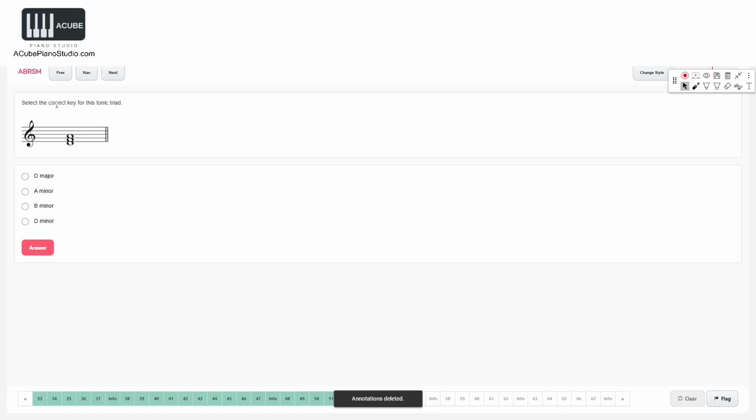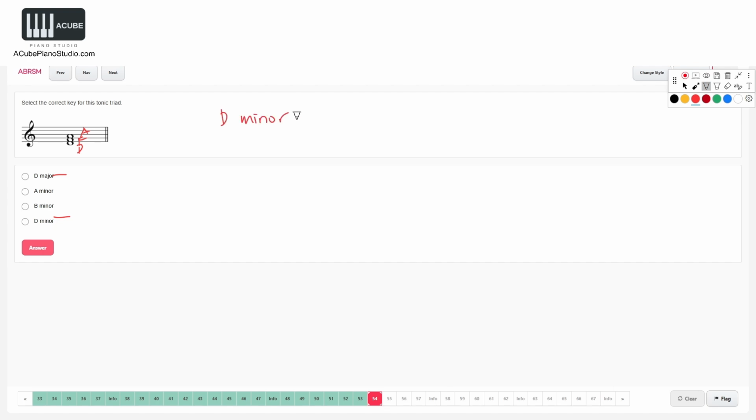Next, what is the correct key for this tonic triad? So the lowest note here is D, right? The lowest note here is D, then followed by F and A. So because the lowest note is D, it's either D major or D minor. Next, let's take a look at D minor.